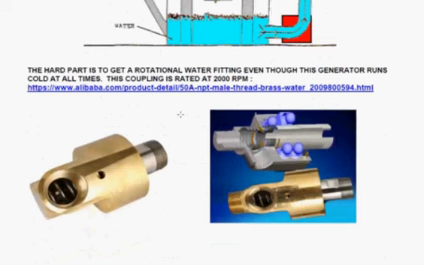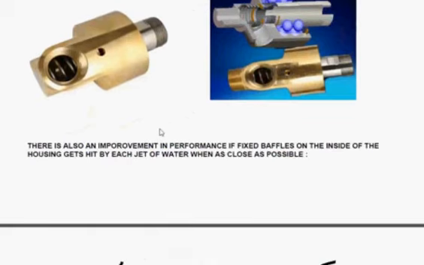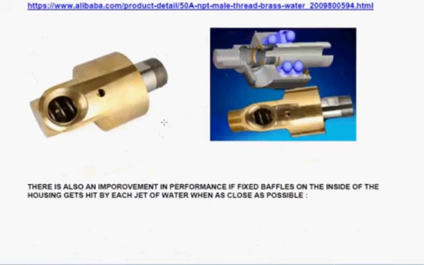The hard thing about this particular design is to get a rotational water fitting, even though the generator itself runs cold at all times. This particular coupling that I'm showing here is rated at 2000 RPM, but you would expect to be rotating your particular cylinder at probably about 400. But this is one of several that are available on the web, which you can order and buy in if you want.